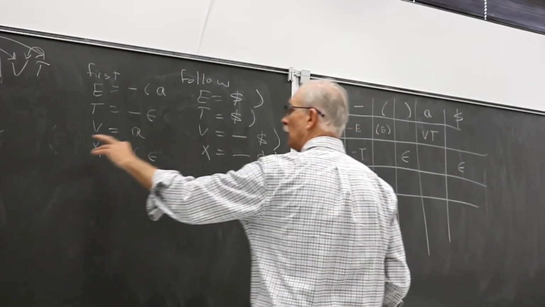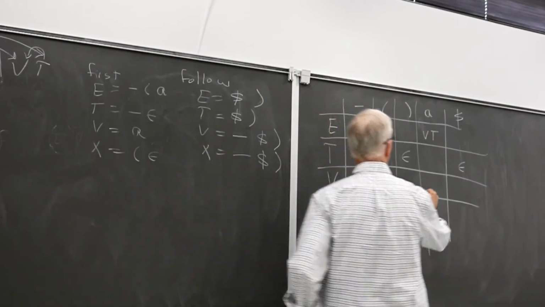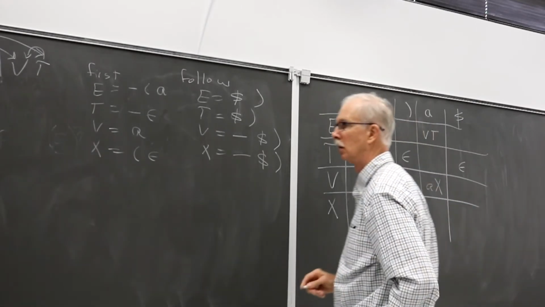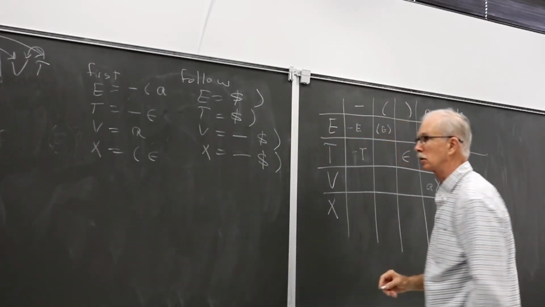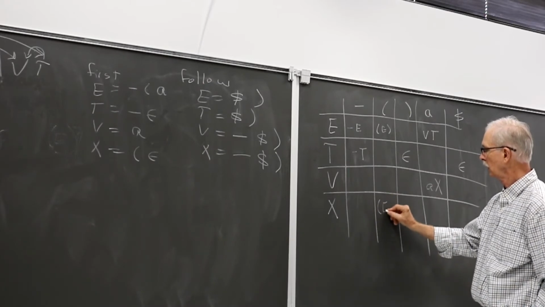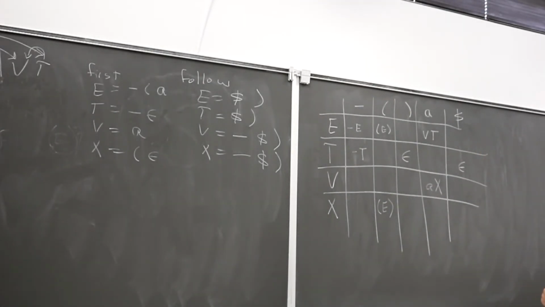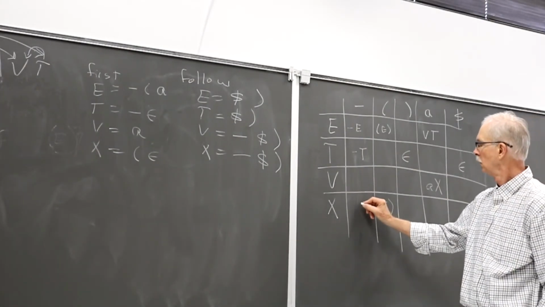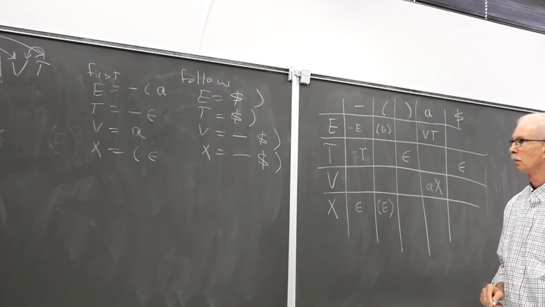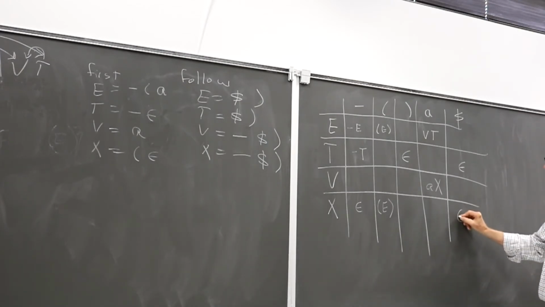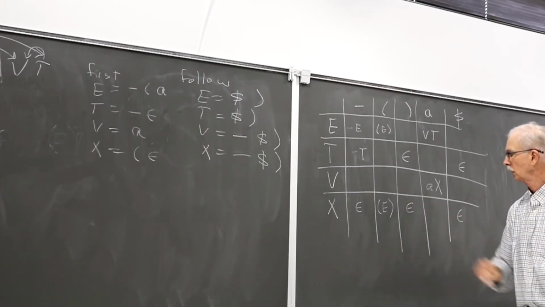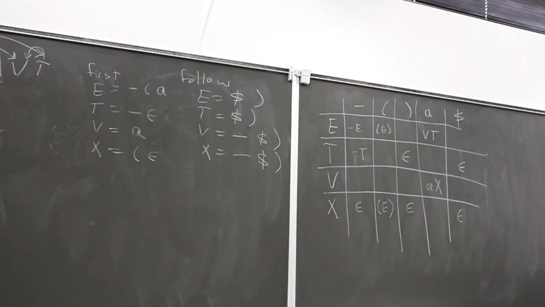If I do V, I do AX. If I do X, I do paren E paren. If I do minus, I do empty. If I do dollar sign, I do empty. If I do right paren, I do empty. And again, that's just the actions as we've been describing.